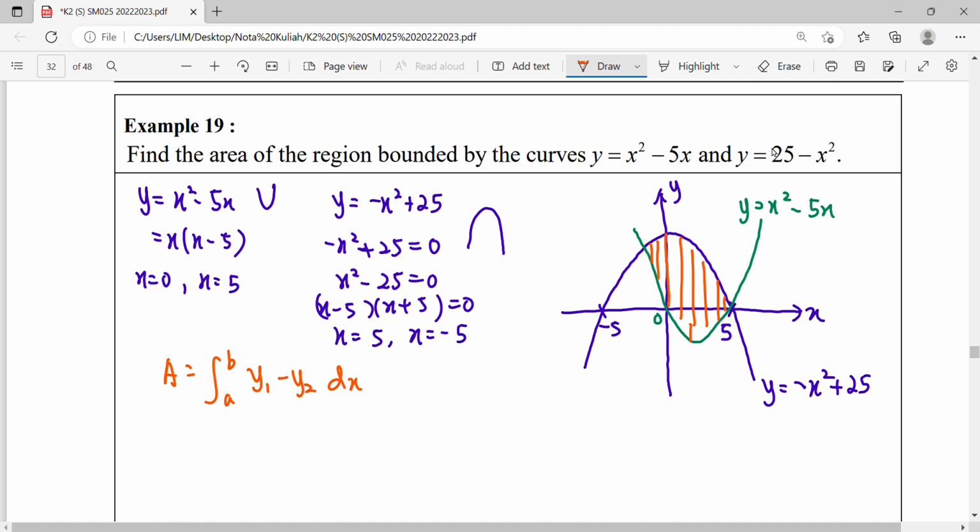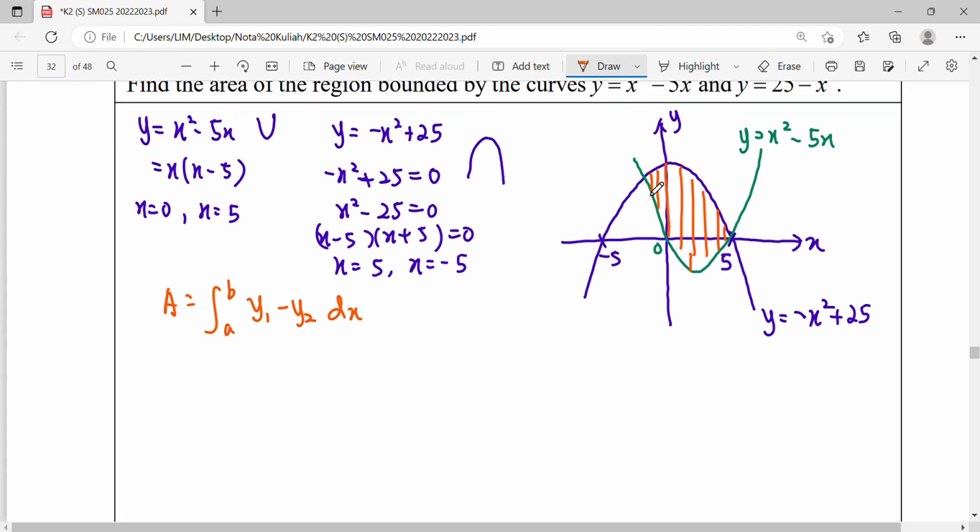Two curve concept. Okay, so you can see our limit here. We can see here is fine, but this one we haven't found yet. So we have to find out what your limit is here, from the intersection.